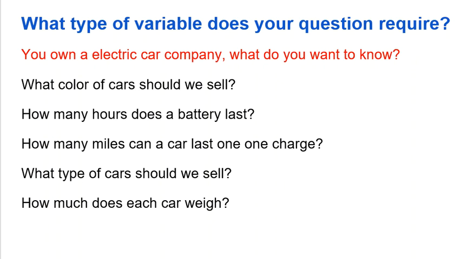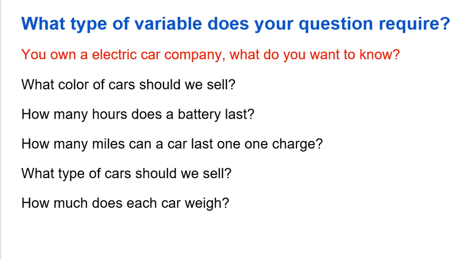So that's quantitative. How many miles can a car last on one charge? Once again, how many miles? That's going to be a number that I can measure. Oh, that car lasted 150 miles. That car lasted 200 miles. Well, that car only lasted 20 miles. Again, number, and it would make sense to average and say the average car lasts 177 miles. That is, of course, quantitative.